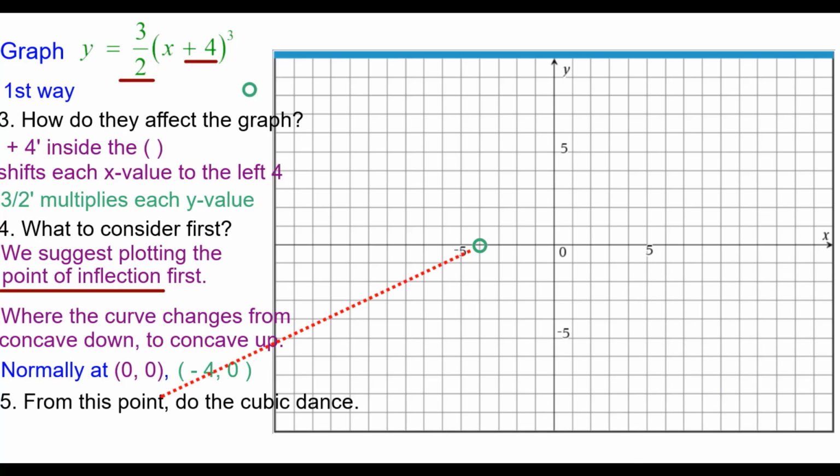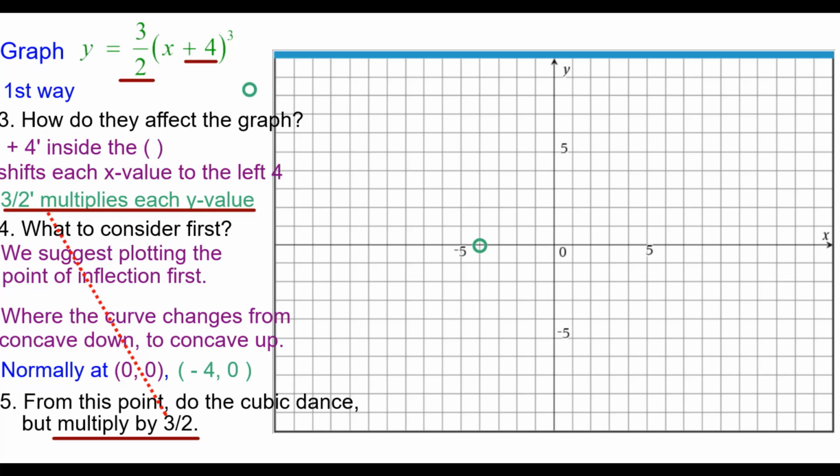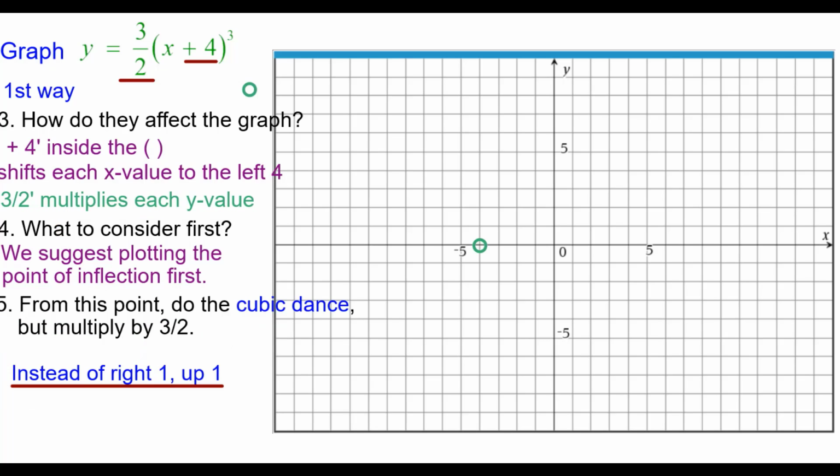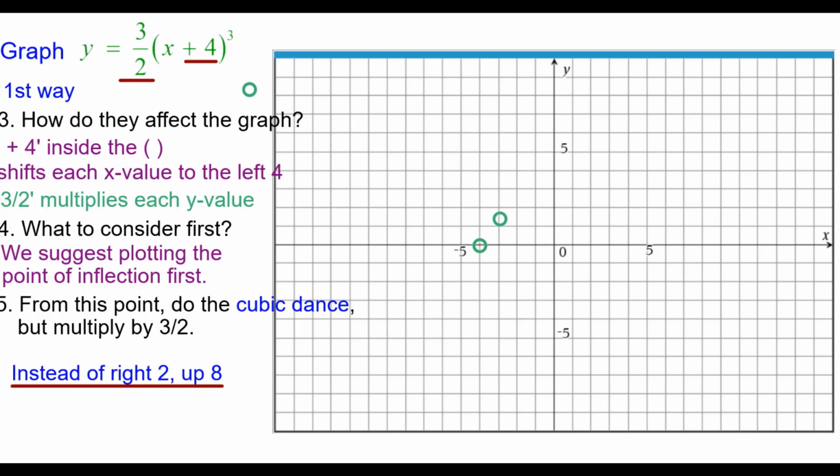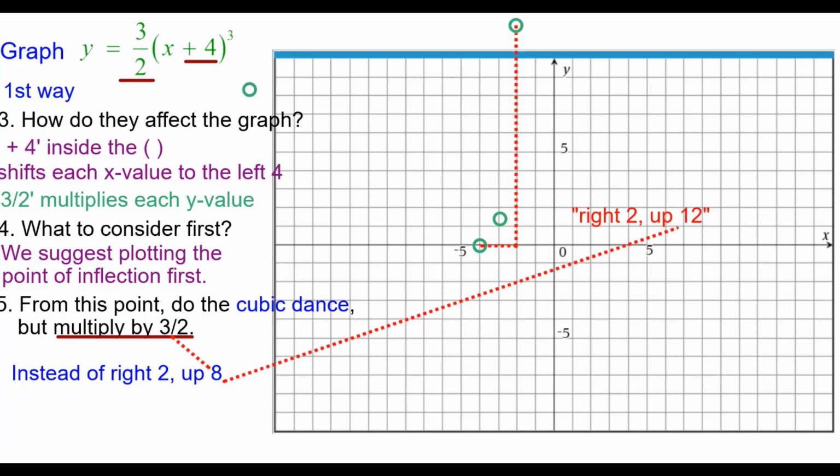From this point, we'll do the cubic dance, but it will be affected by multiplying by 3/2. So instead of right 1 up 1 like we normally would, it's going to be right 1 up 3/2 because we have to multiply 3/2 times 1. Instead of right 2 up 8, it's going to be right 2 up 12. 3/2 times 8 is 24/2 or 12.